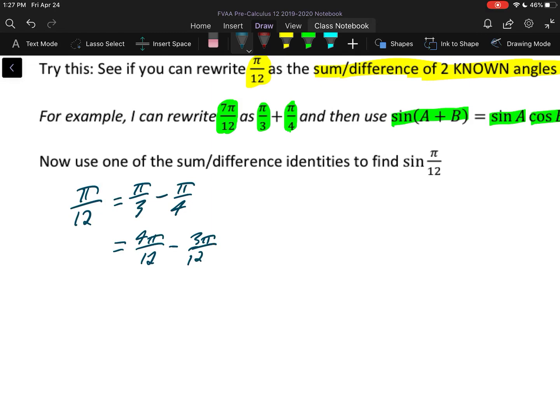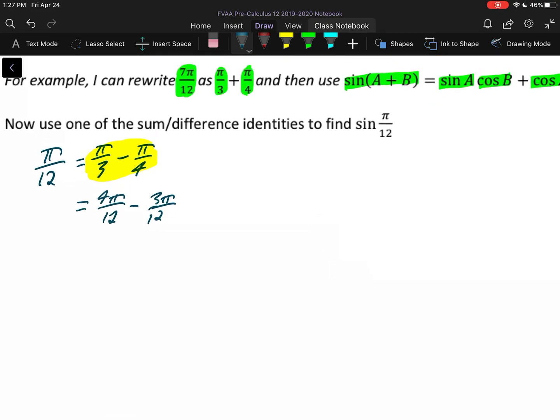Okay, so this works. So instead of using the sum identity of sine A plus B, I'm going to use the difference identity of sine. Let me just break it down one step before. In looking for sine pi over 12, that's going to be equal to the sine of pi over 3 minus pi over 4. We just proved that over here.